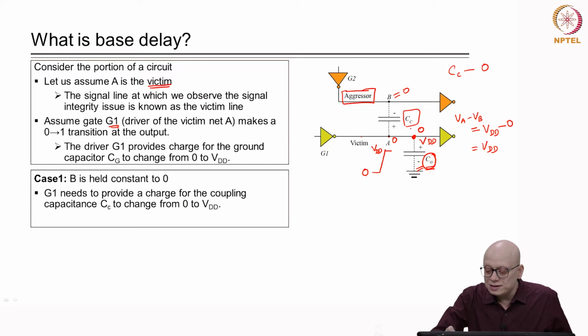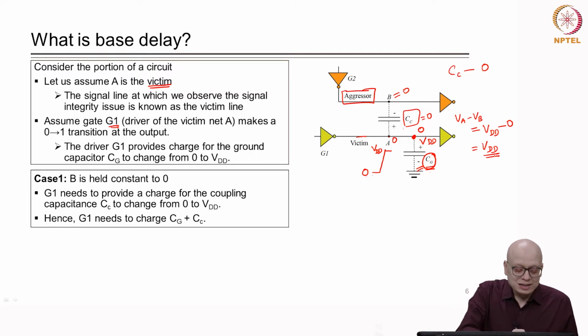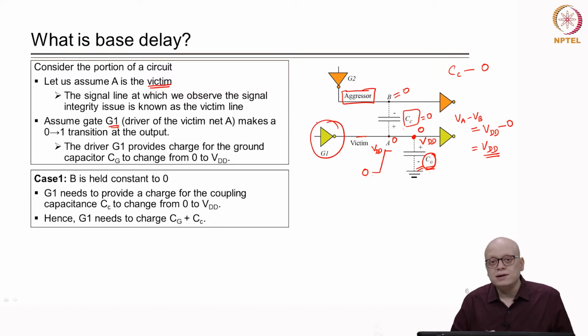The voltage across CC was initially 0 when the victim line was 0, and later on it became VDD. So it means that CC is also being charged in addition to CG. So when B is held constant at 0, G1, that is this driver, needs to provide the charge. How much charge will it provide? It will provide charge sufficient to charge the capacitor CG plus CC.